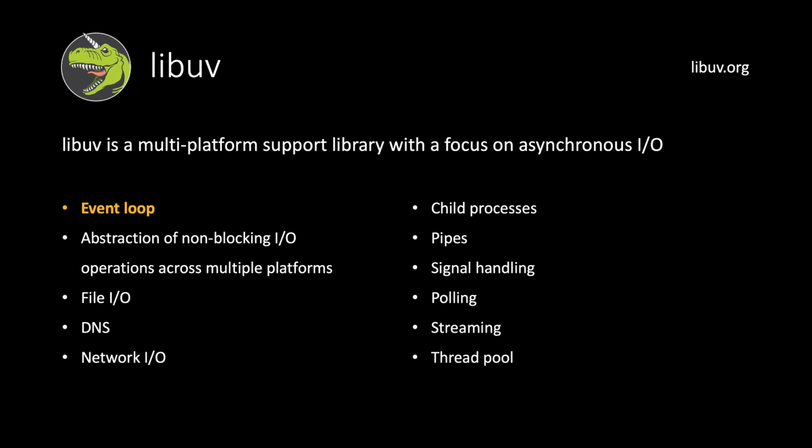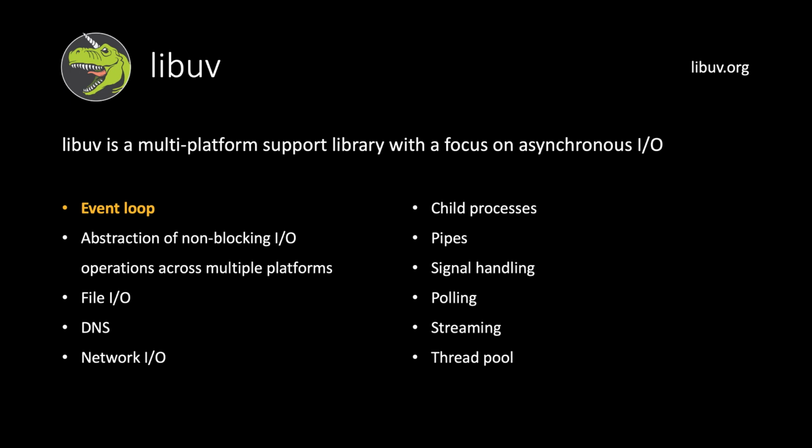Together with the event loop, libuv provides a lot of features like the abstraction of non-blocking input-output operations across multiple platforms. Basically, you can write the code once and will be able to compile it for multiple platforms like macOS, Windows, Linux, etc. It provides the APIs for file input-output, DNS, network input-output, child processes, pipes, signal handling, polling for asynchronous input-output, streaming, and a thread pool. You can find more details on its website, libuv.org.